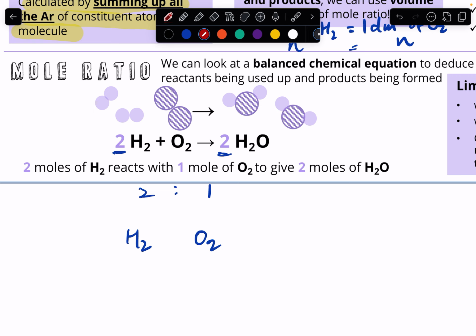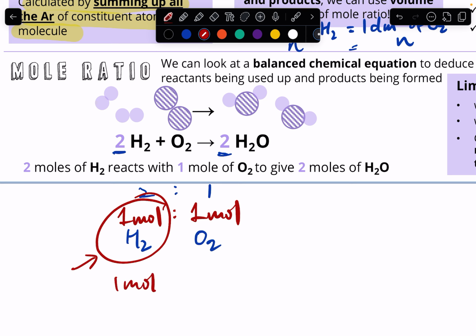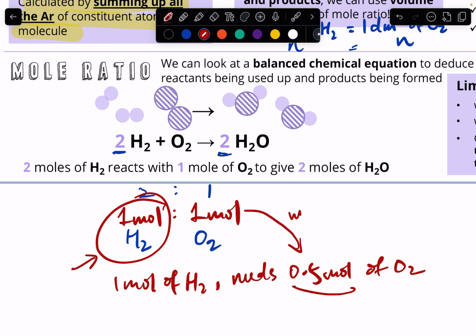What if I have 1 mole of H2 and I only have 1 mole of O2? In this case, which is limiting me from making more? Answer is H2. Why? Let's just analyze this. If I have 1 mole of H2, it needs 0.5 mole of O2. I have more than enough, which means it is in excess.